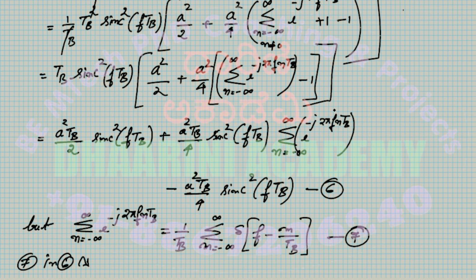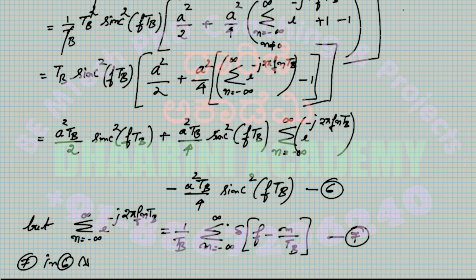Okay, so because of that reason, we have substituted 1 by TB into a delta function. So the sum of the exponentials, the meaning is like this: the sum of all the complex exponentials, all with integer multiples of the frequencies, is nothing but you can replace that as a delta function. Again, delta functions replaced at integer multiples of 1 by T.